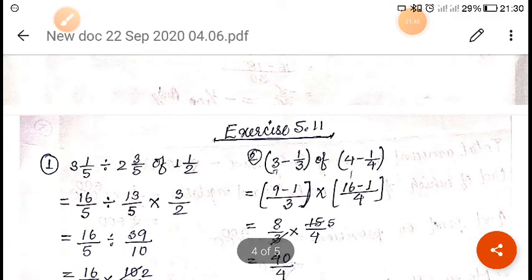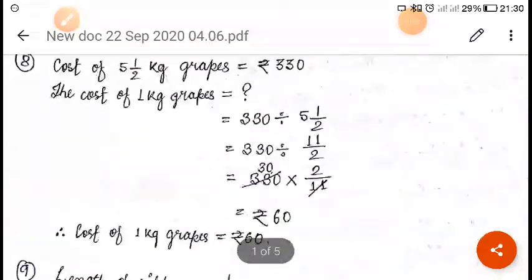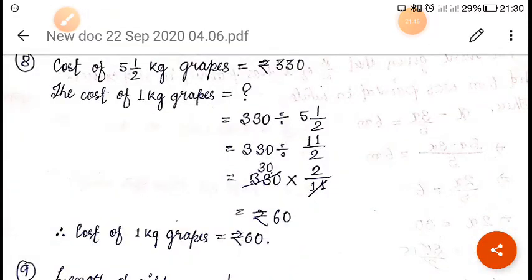I hope from here we have completed this exercise, I mean this chapter. Now the next chapter is decimals. So from the next class we will start decimals. Till then, thank you.